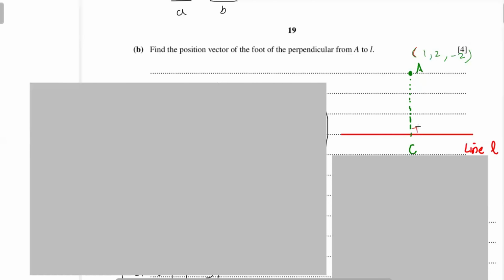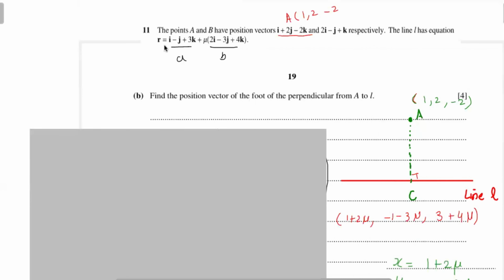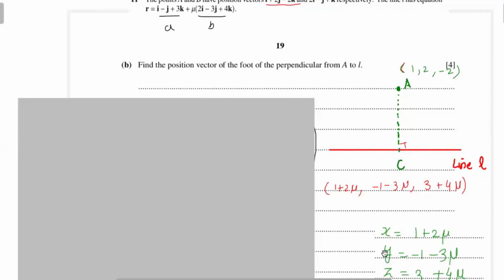Now the parametric form of this equation of line we mention here. You see here, this is the parametric form of the equation of line L. From this parametric form, we write the coordinates of the point C. The coordinates of point C are (1 plus 2 mu, minus 1 minus 3 mu, 3 plus 4 mu).